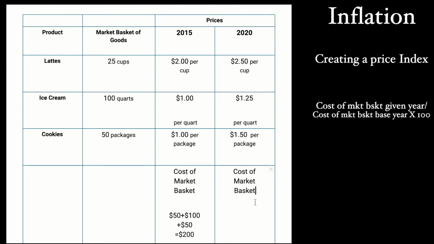Now we need to get 2020. All right, so same exact goods and services, same exact amount, except 5 years later now. We had 25 lattes, and they cost $2.50 each. 25 times 2.5 equals $62.50, plus, what do we got next? We have 100 quarts of ice cream times 1.25. They cost $1.25 now. It's going to be $125.